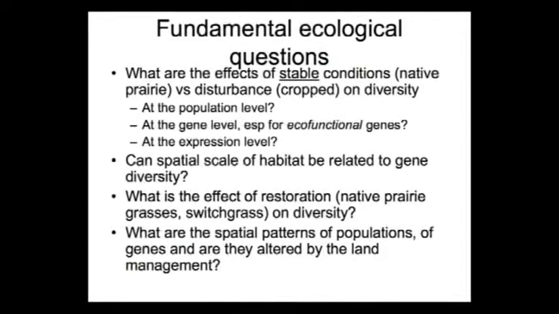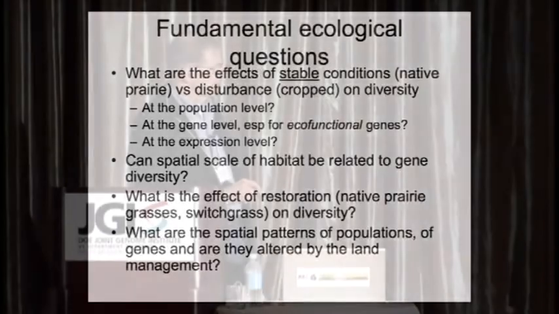So what questions can we answer? Of course, the major overlying question is, how does this very different land management, 100 years of cultivated agriculture, affect the microbial community and its gene content, compared to the native prairie, never been cultivated? So we can ask questions at various levels, such as the population level, the gene level, and particularly important is what I call the ecofunctional genes, those genes that directly drive the ecosystem processes of importance. And then eventually down to the expression level.